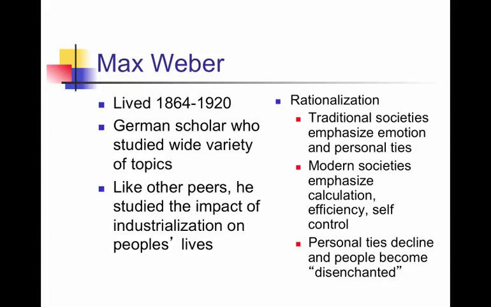The next influential sociologist we're going to mention is a fellow named Max Weber. And Max Weber is typically associated with conflict theory. And the thing that he comes up with that's sort of his grand contribution is the concept of rationalization. He says here, traditional societies emphasize emotion and personal ties. Modern societies, however, emphasize calculation, efficiency, self-control. Personal ties decline and people become disenchanted, is the word that he uses.